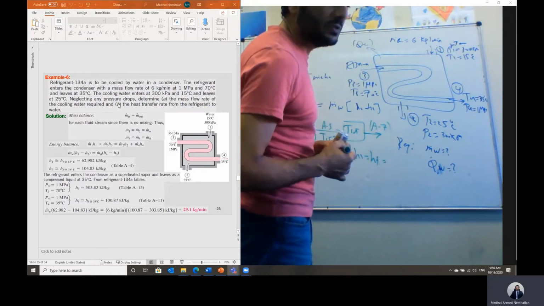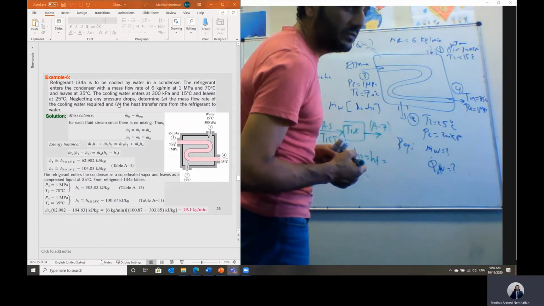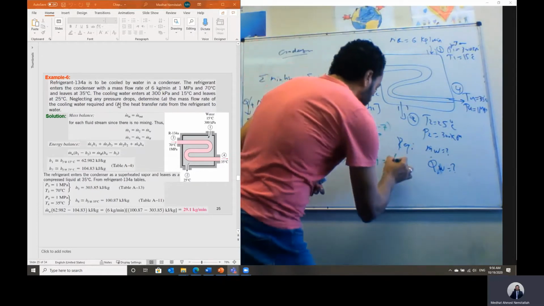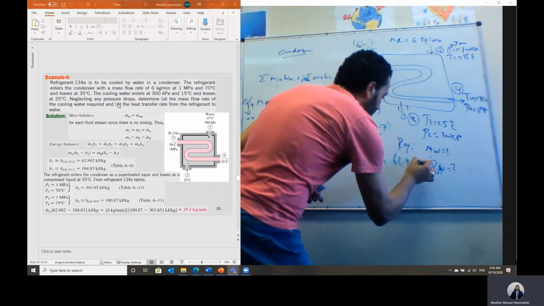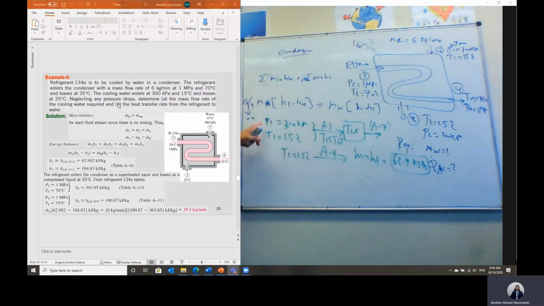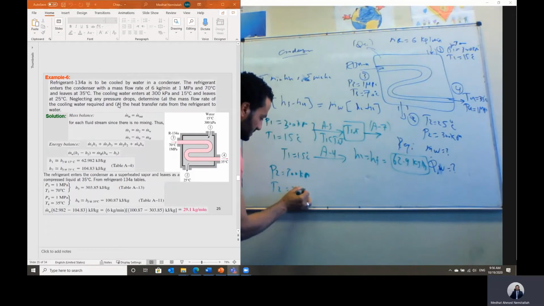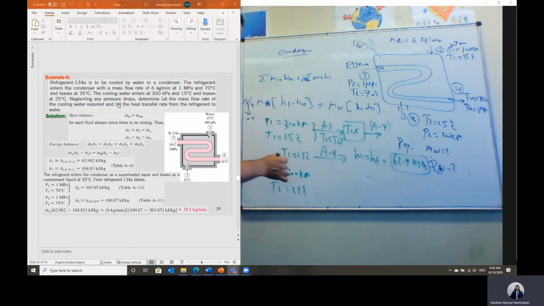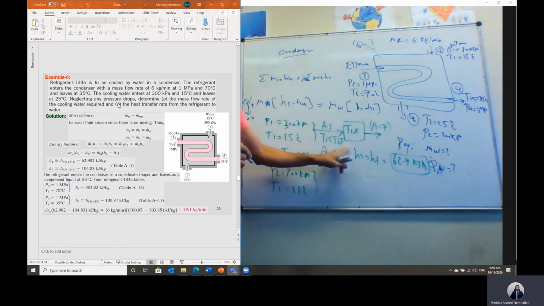H1, which is equal to H fluid at 15 degrees C, will equal 62.9 kilojoule per kilogram. Similarly, at pressure P2, which is 300 kilopascal as well, and T2 is 25 degrees C, it is a similar case. In this case, the temperature will be less than T saturation.